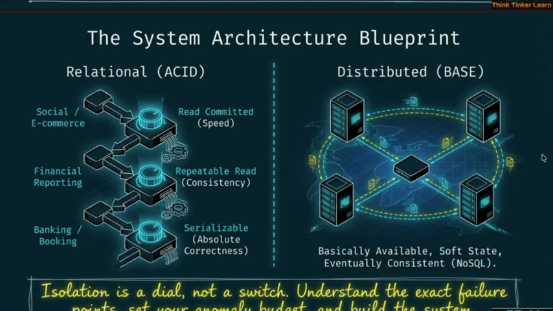To wrap up our architecture blueprint, isolation is a dial, not a switch. For social feeds, use read committed for speed. For financial reports, use repeatable read. For banking or bookings, use serializable.